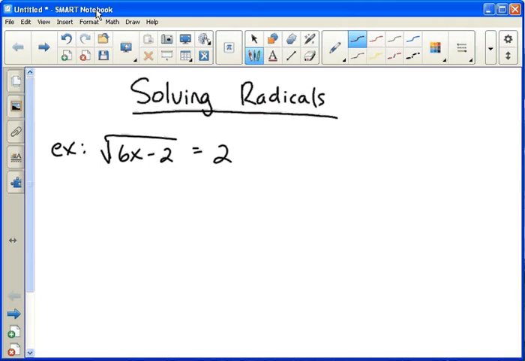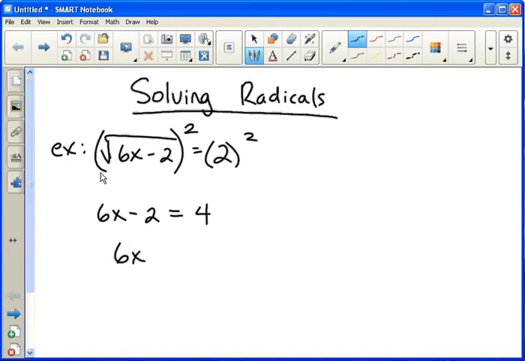So right now it is by itself. This square root is completely by itself on the left side. So to get rid of that square root, I simply square both sides, because the square root, the opposite of it is squaring. So that square root will be canceled out by the square, and you're left with 6x minus 2 equals, and then 2 squared is 4. Add 2 to both sides, and divide both sides by 6.